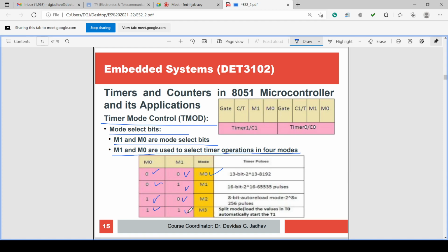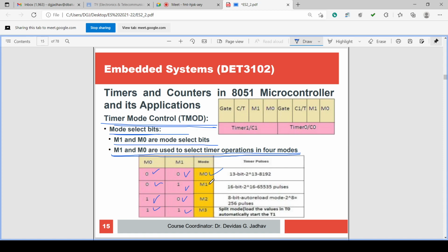In this way we can set the mode or select the mode, use the mode. The timer mode control TMOD has the mode selection bits. M1 and M0 are the mode select bits that are available. So M1 and M0 are used to select timer operation in 4 modes: M0 mode, M1 mode, M2 mode, M3 mode.